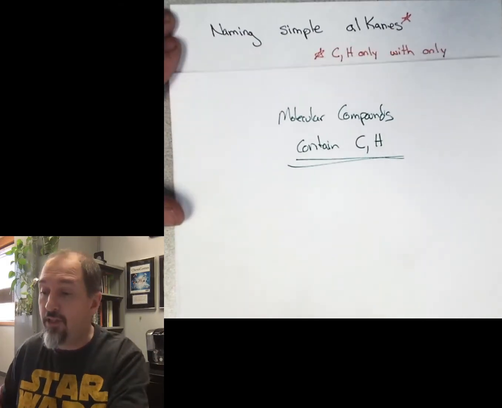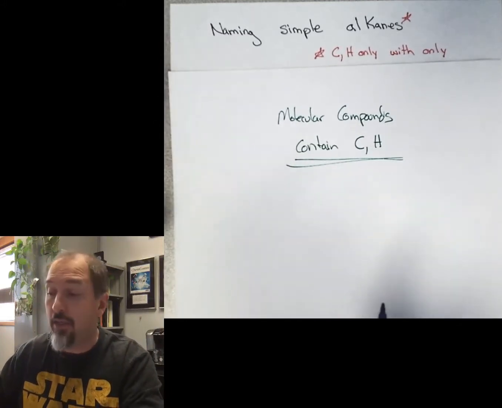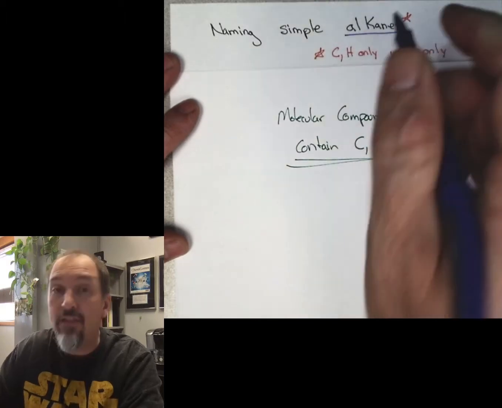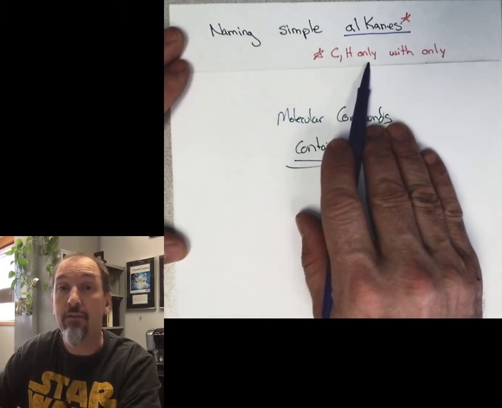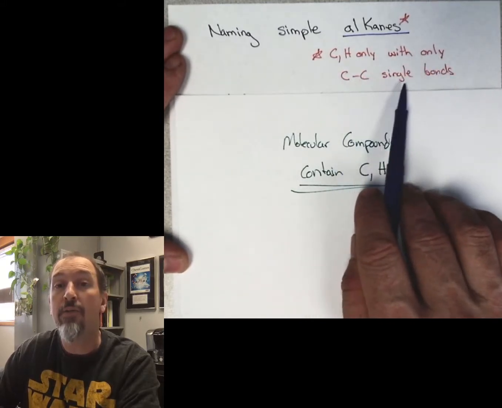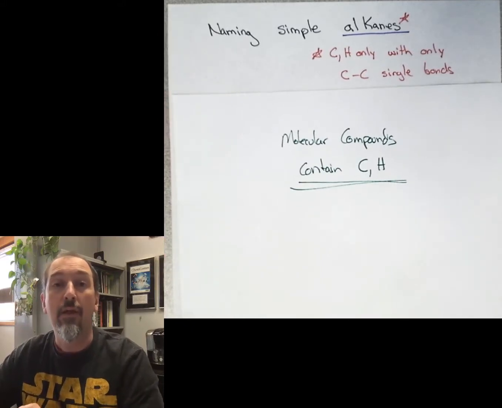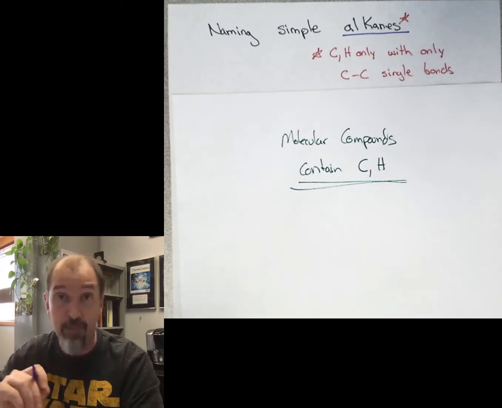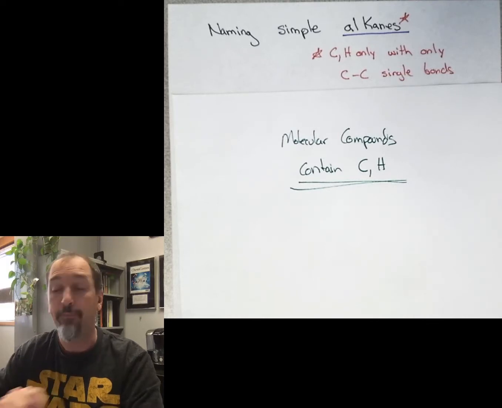So we have to do a definition here. We have to define exactly what an alkane is. An alkane is an organic compound that contains carbon and hydrogen only. So only carbon and hydrogen, and only has carbon-carbon single bonds. So these are our simplest organic compounds. Purely carbon and hydrogen, what we call hydrocarbons, because they have carbon and hydrogen in them. It's an alkane. And alkane specifically means carbon-carbon single bonds.